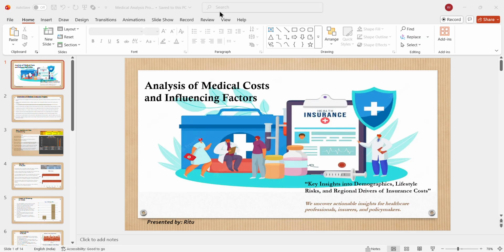I would like to present an Excel project on analysis of medical cost and influencing factors. We will explore in this project key insights into demographics, lifestyle risk, regional drivers, and insurance cost, and also uncover actionable insights for healthcare professionals, insurers, and policymakers.